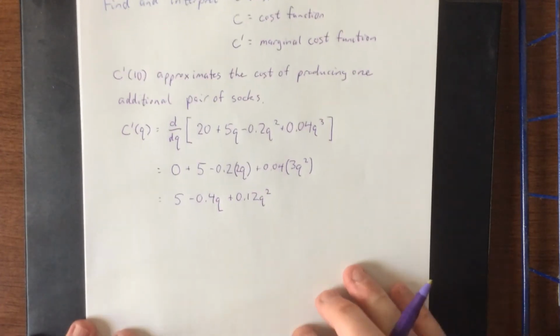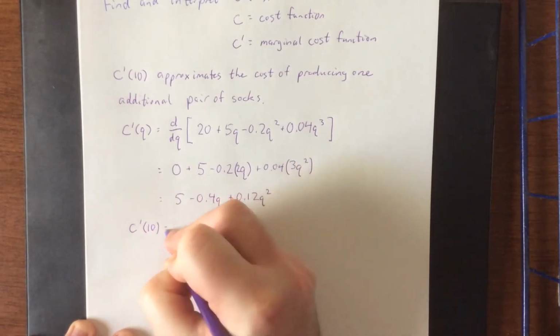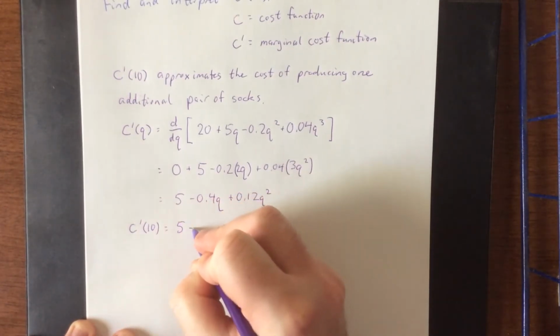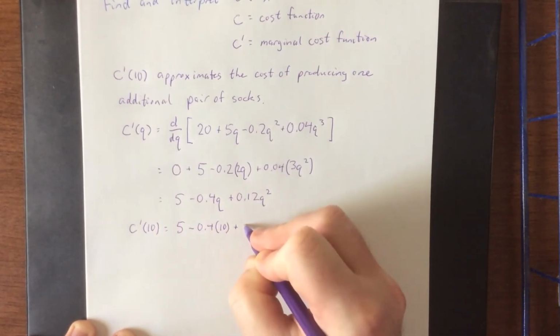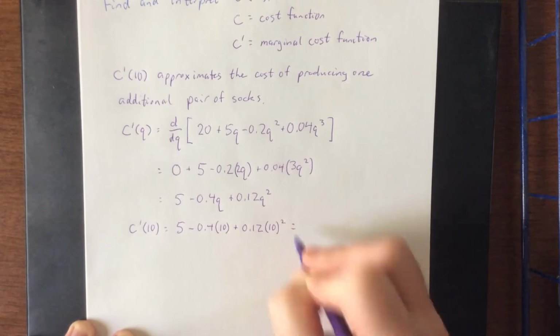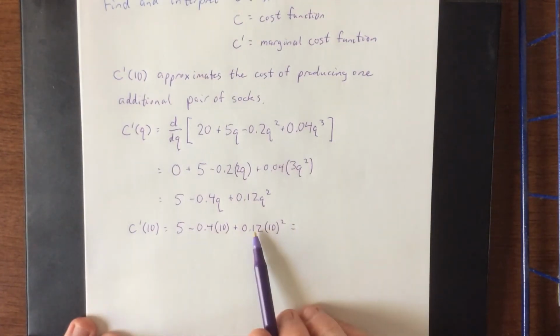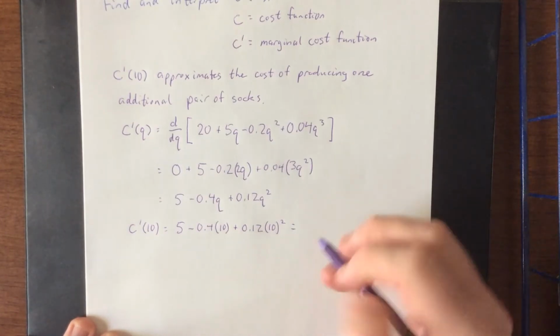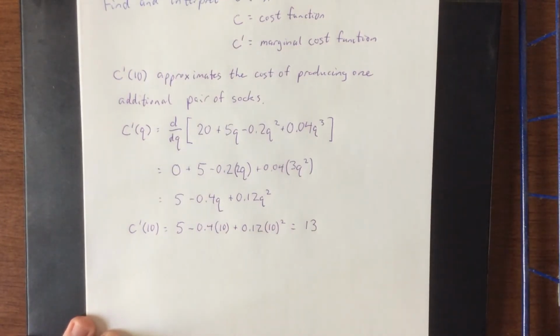What we're going to do is actually plug in Q equals 10 and simplify this result. So this will be 5 minus 0.4 times 10 plus 0.12 times 10 squared. Now I'm seeing 5 minus 4 plus 12. 5 minus 4 is 1, plus 12 would be 13. That is a rather expensive pair of socks right there, not going to lie.